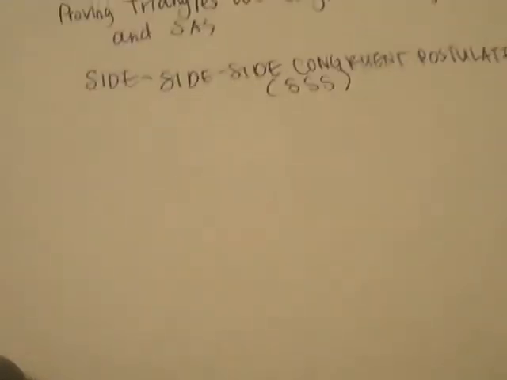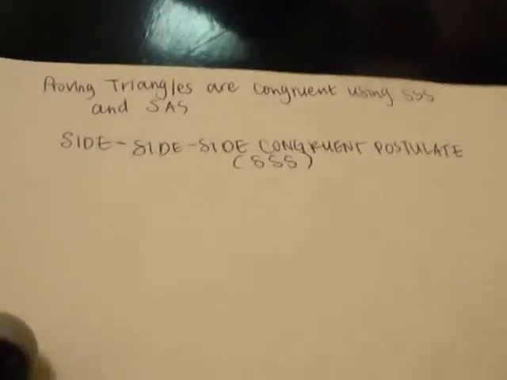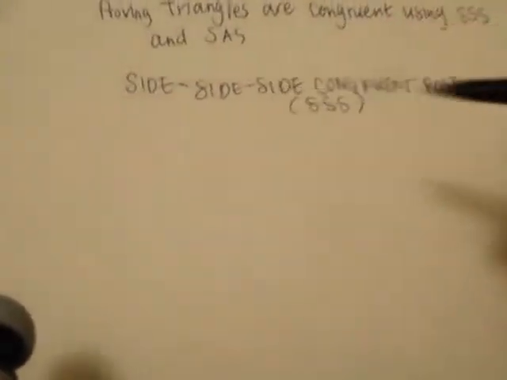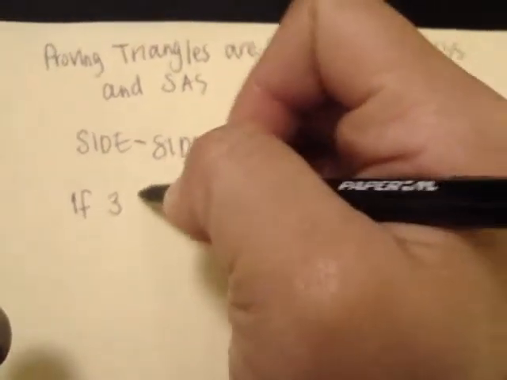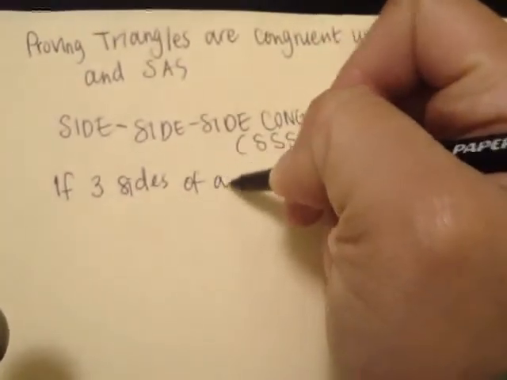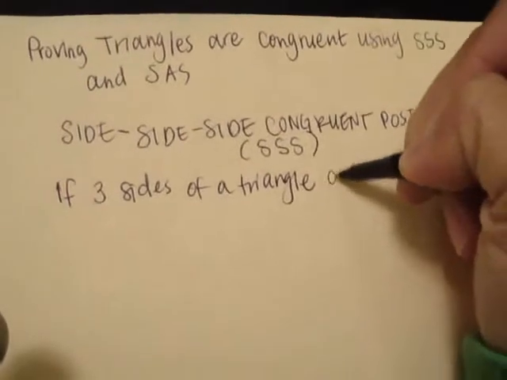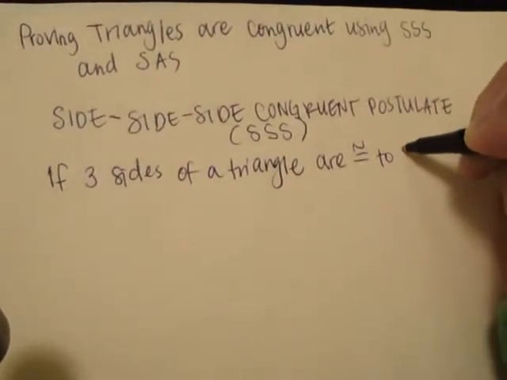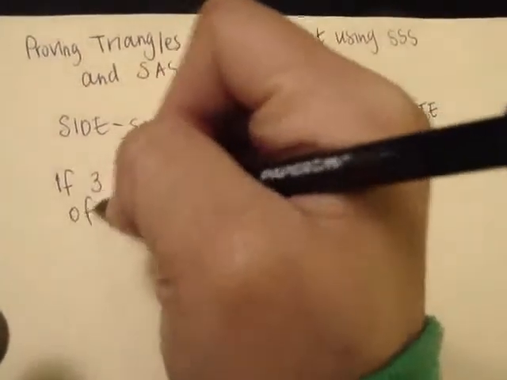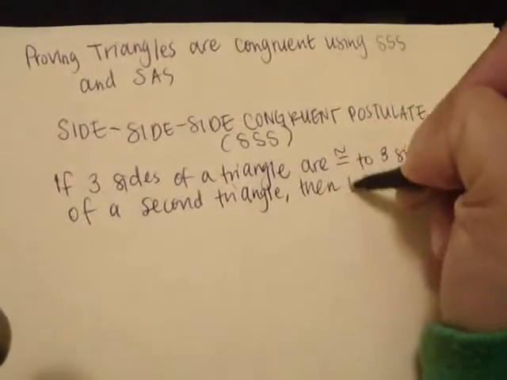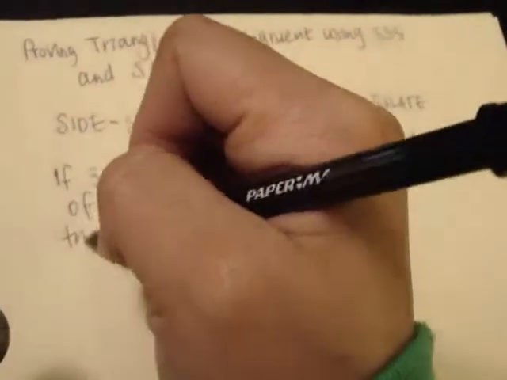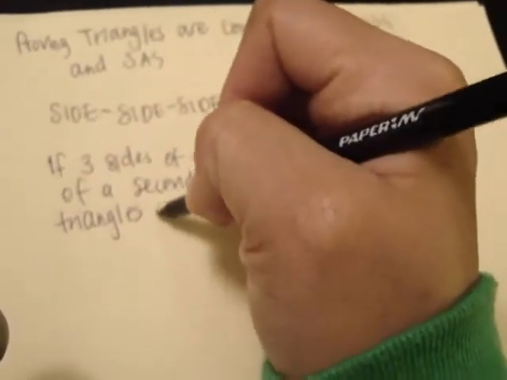Okay. And it goes like this. If three sides of a triangle are congruent to three sides of a second triangle, then the two triangles are considered to be congruent. Okay?